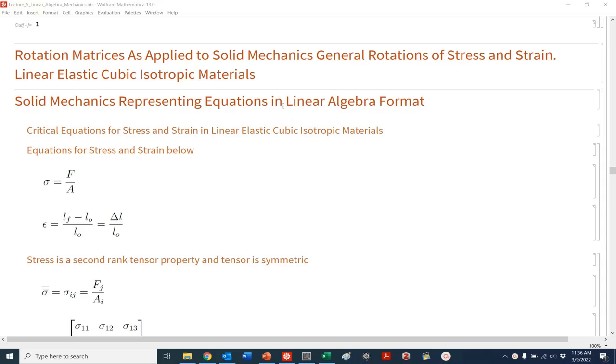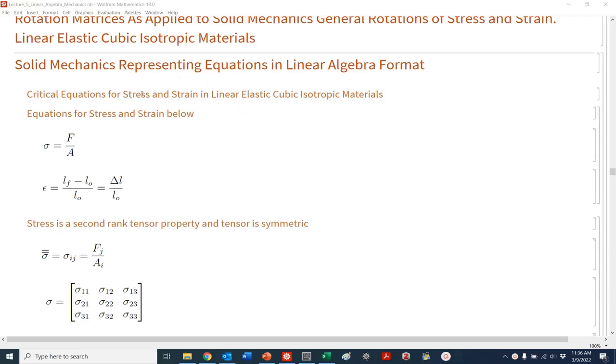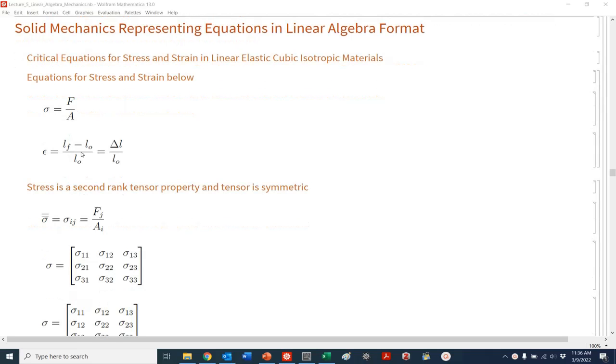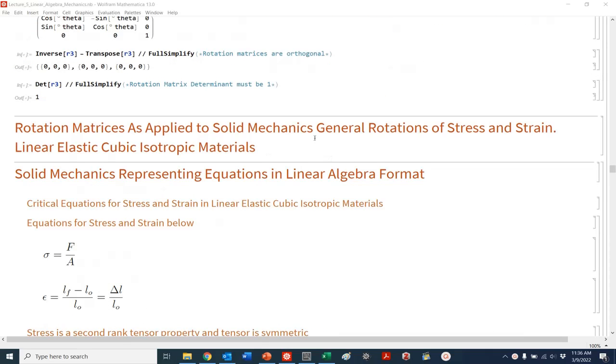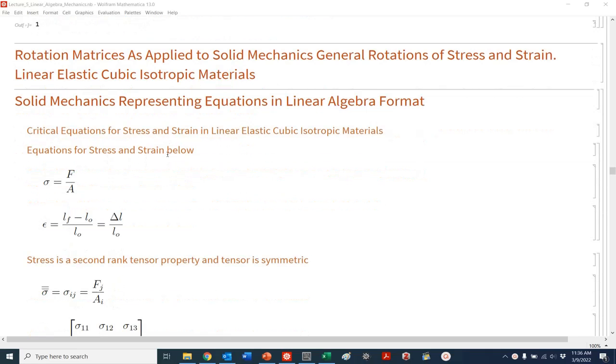So now we can start to apply these linear algebra concepts to an example. We can apply these towards solid mechanics concepts. Hopefully everyone remembers stress and strain. Stress is force per unit cross-sectional area, Newton per meter squared, or Pascal. Strain is the final length minus the initial length, over the initial length, unitless. And we have equations that relate stress and strain in the linear elastic regime. First we're going to be looking at linear elastic cubic isotropic materials.